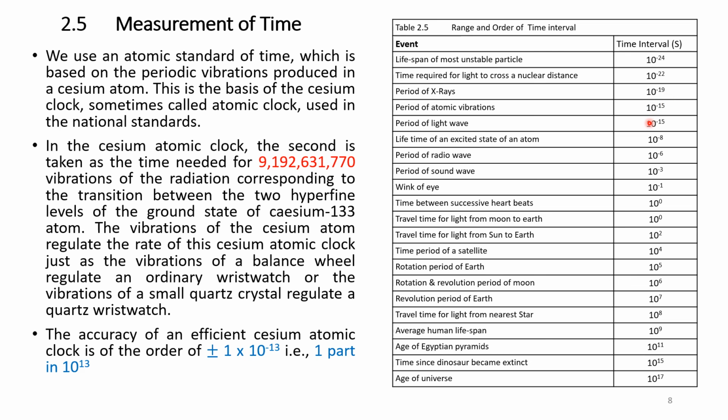So like this, different events are listed here in column 1. Please go through and note down in your notebooks and remember some of them. Most importantly, the largest ranges are the age of universe, which is 10 to the power of 17 seconds. Similarly, time since dinosaurs became extinct is 10 to the power of 15 seconds. Age of Egyptian pyramids is 10 to the power of 11 seconds and so on. You please go through and remember the range.